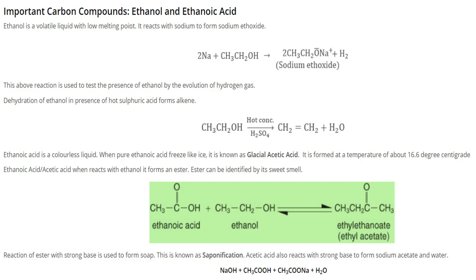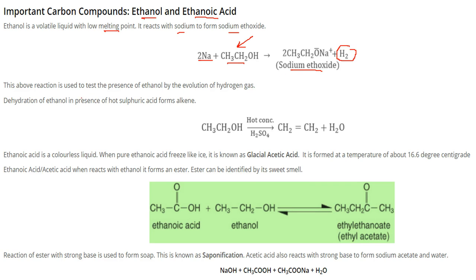There are important carbon compounds like ethanol and ethanoic acid. Ethanol is a volatile liquid. If you keep it outside, it will just vanish because it is volatile, and it has a low melting point. Ethanol reacts with sodium to form sodium ethoxide. So this reaction is used to test the presence of ethanol, because this reaction liberates hydrogen.